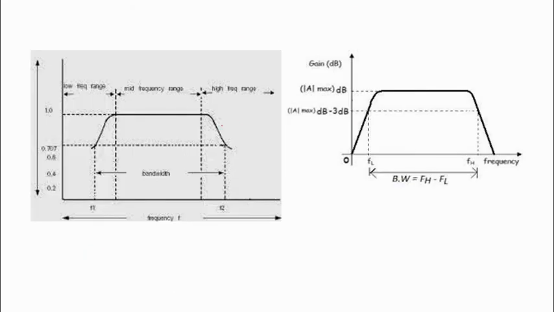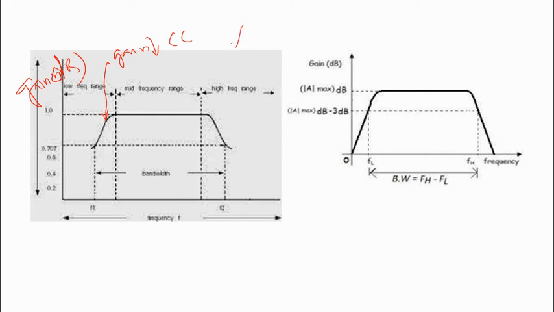Now we are going to study the frequency response of the transistor amplifier. Frequency response means gain in dB versus frequency. So this is frequency and this is gain in dB. Three regions are there: low frequency region, mid frequency region, and high frequency region. In the low frequency region, the gain decreases because of the coupling capacitor.